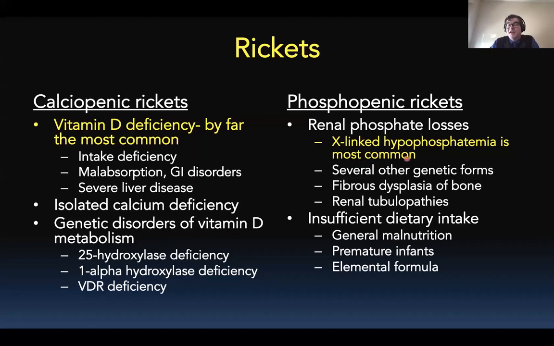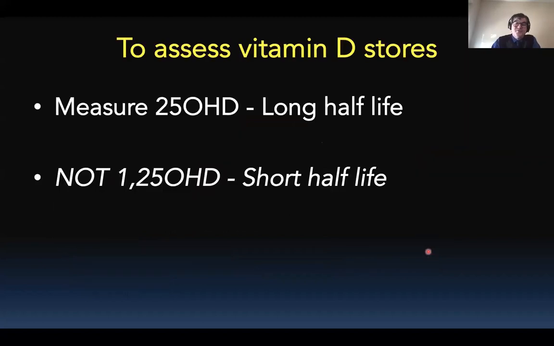On the phosphopenic side, XLH is the most common, but there are many other genetic forms, and we'll touch on several of those as we go. And then you can have insufficient dietary intake or insufficient dietary absorption of phosphate, but that's a less common cause.